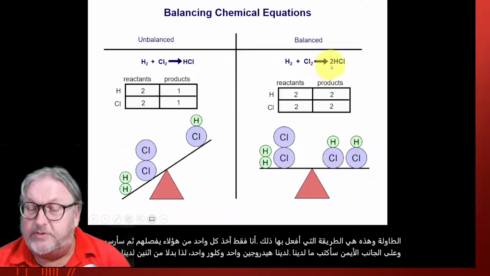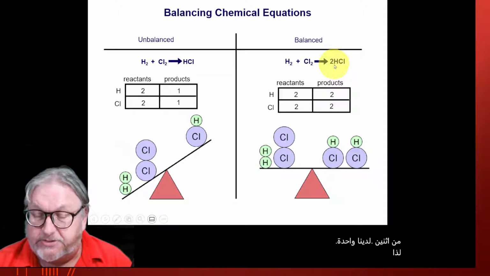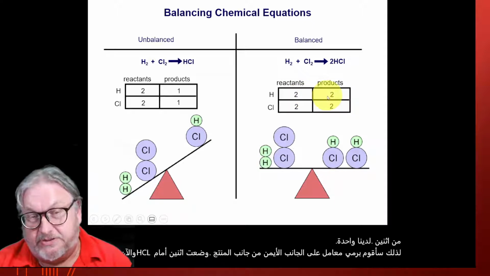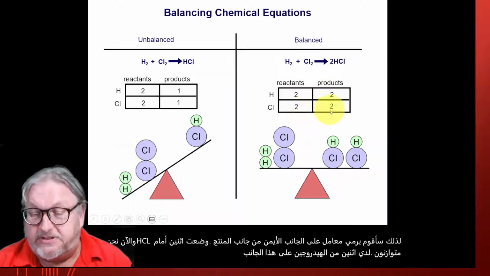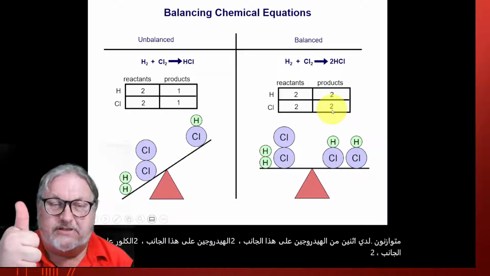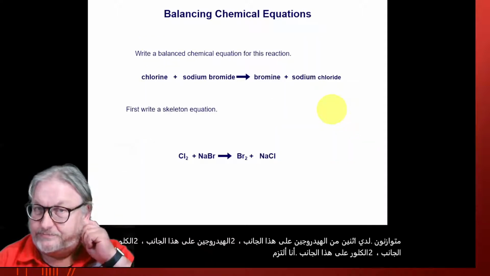So I'm going to throw a coefficient on the right-hand side, the product side. I put a 2 in front of the HCl. Now we're balanced. I have two hydrogens on this side, two hydrogens on this side, two chlorines on this side, two chlorines on this side. I am meeting the law of conservation of mass. I have balanced the equation.